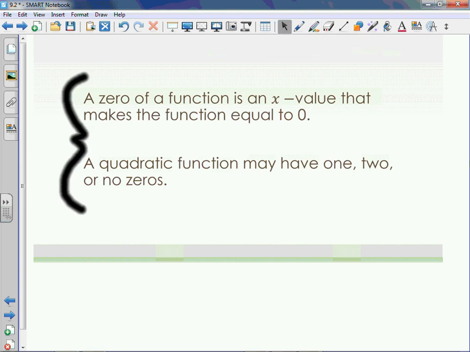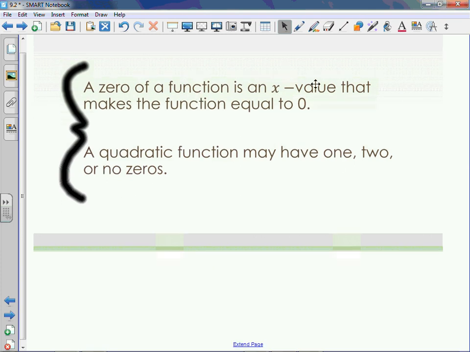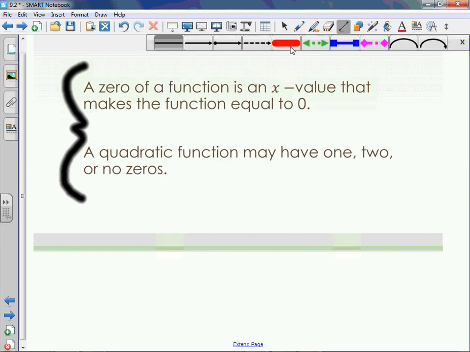A zero of a function is an x value that makes the function equal 0. A quadratic function may have 1, 2, or no zeros. I'm going to show you an example, a sketch of each of these possibilities.